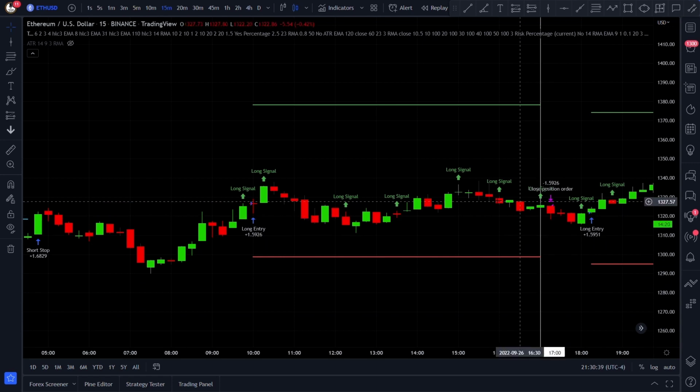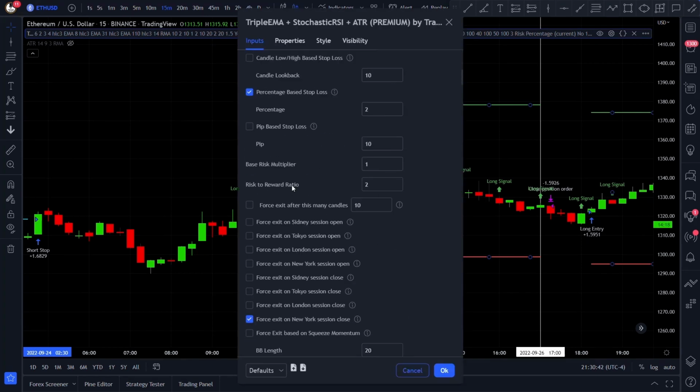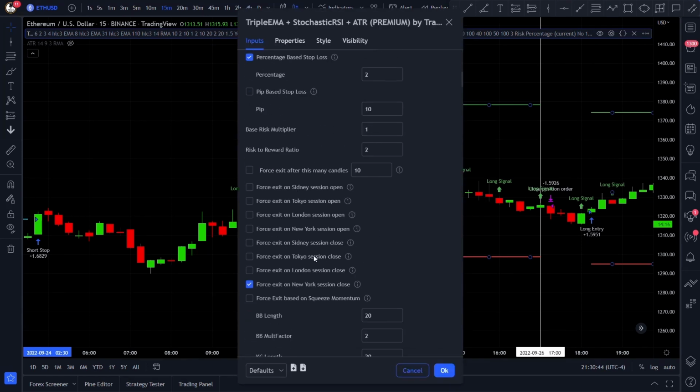The exit on session opens works similarly. The only difference is that it will close positions as the session opens.